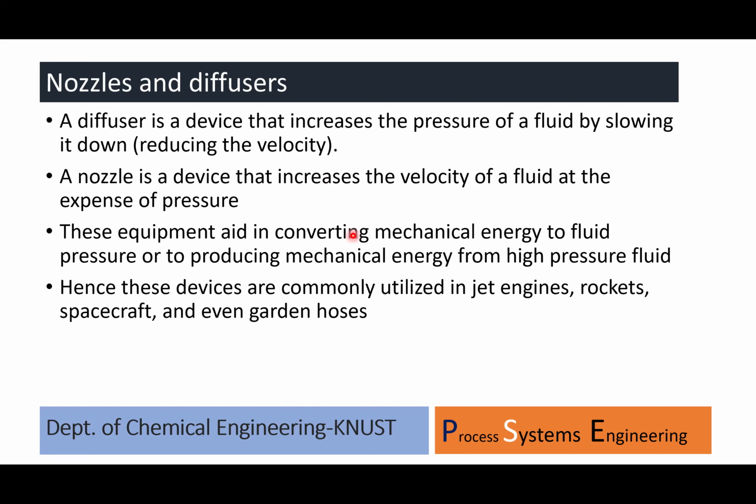So this equipment is used to convert mechanical energy to fluid pressure, or to produce mechanical energy from high pressure fluid. We'd see how that works. You use these usually with jet engines, rockets, spacecraft, and even garden hoses. If you have a garden hose, for example, and the water is flowing out of it, it's moving at a certain pressure and velocity. But if you cause a constriction, like if you block a particular part, then it's going to act like a nozzle. So the velocity is going to increase, but the pressure will drop. Is that okay?